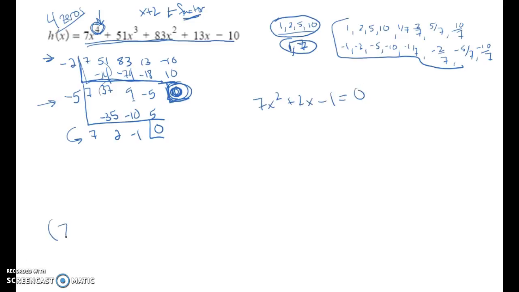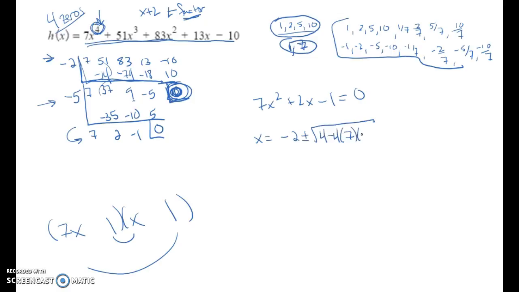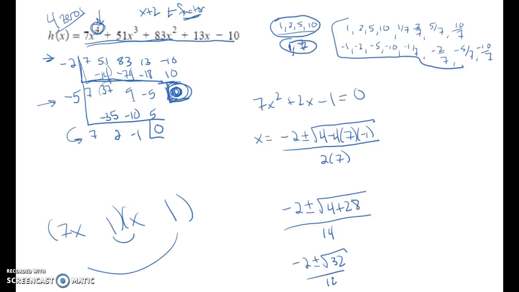There's no way you can write things that multiply to make 7x squared, things that multiply to make 1, and then have that inner and outer make a +2. It's just not happening. So I'm going to bust out the quadratic formula. X equals, therefore, the opposite of b, plus or minus the square root of b squared minus 4 times a times c, all over 2 times a. The inside simplifies to 4 plus 28, all over 14, which will be -2 plus or minus the square root of 32 over 14.